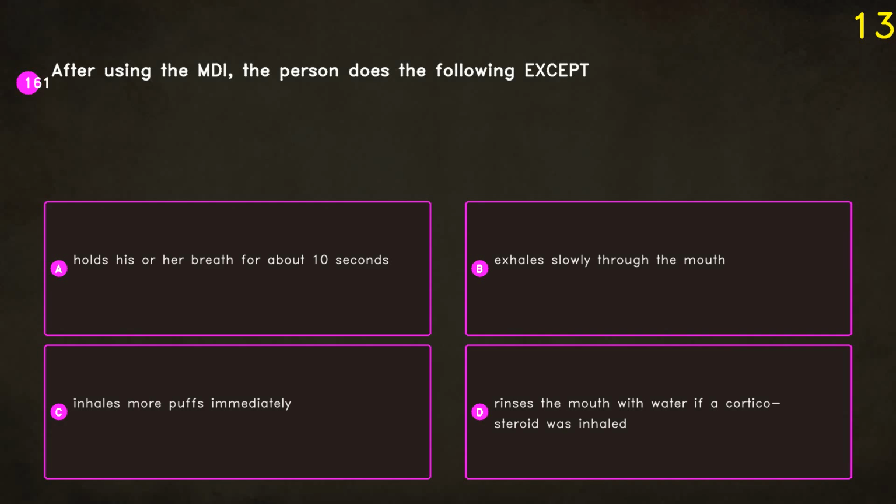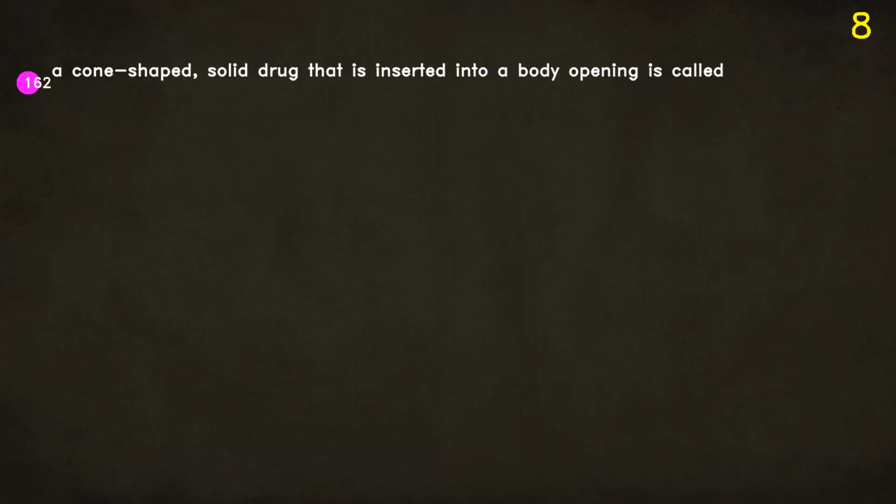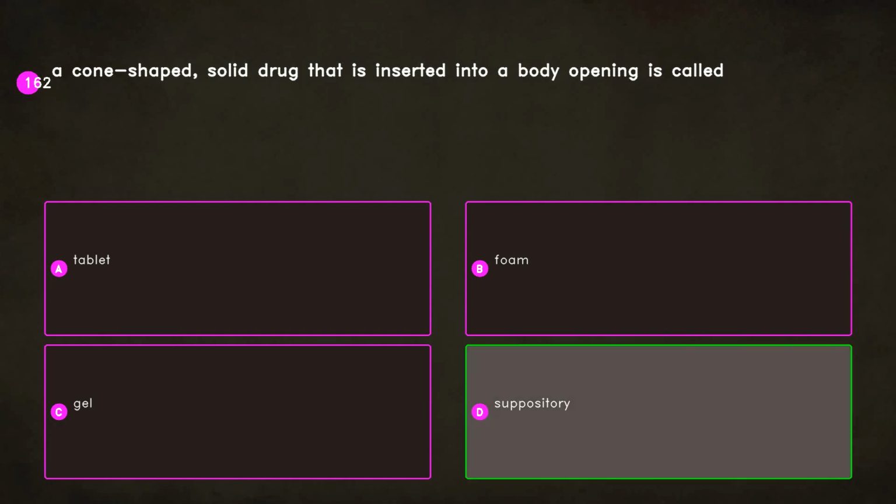Question 161. After using the MDI, the person does the following except A. Holds his or her breath for about 10 seconds B. Exhales slowly through the mouth C. Inhales more puffs immediately D. Rinses the mouth with water if a corticosteroid was inhaled. The correct answer is inhales more puffs immediately. Question 162. A cone-shaped, solid drug that is inserted into a body opening is called A. Tablet B. Foam C. Gel D. Suppository. The correct answer is suppository.